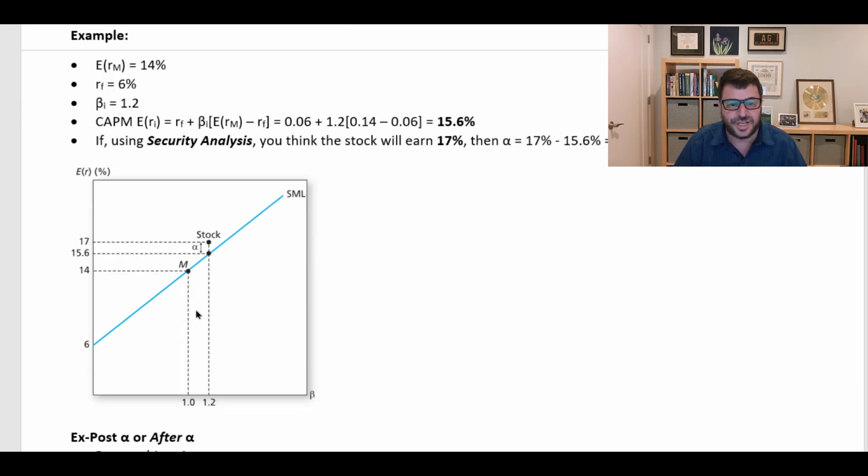And the theory says that eventually the rest of the market participants will realize that this stock is earning more than it should. They will buy the stock. This will cause the price to go up and the return to go down until the stock, like all stocks, lies on the security market line. Note that I have a beta that is greater than 1, and so I'm to the right of the market with a return higher than the market.